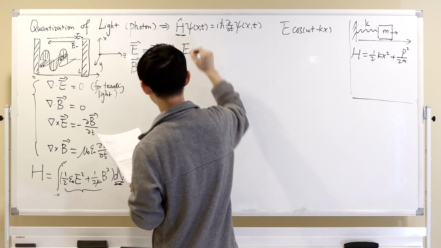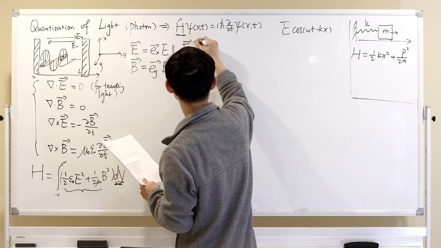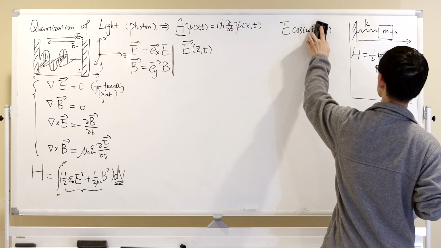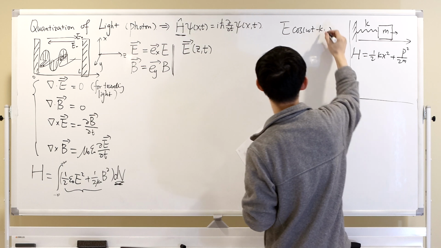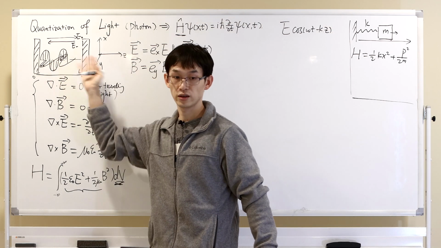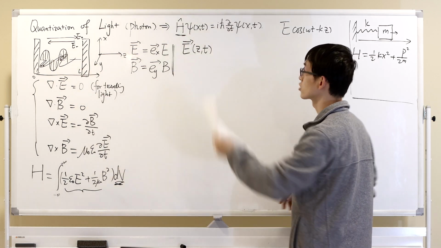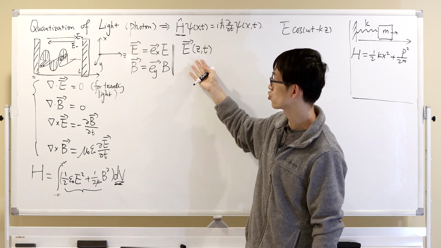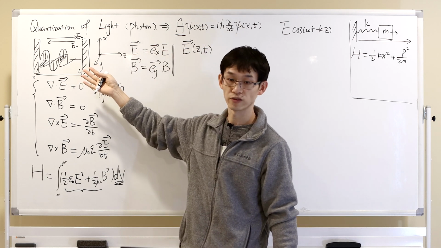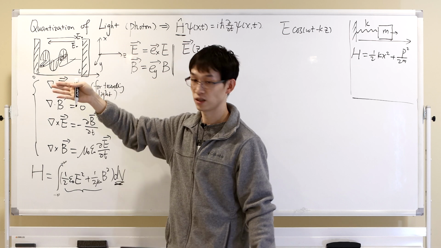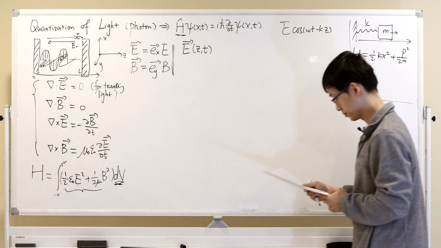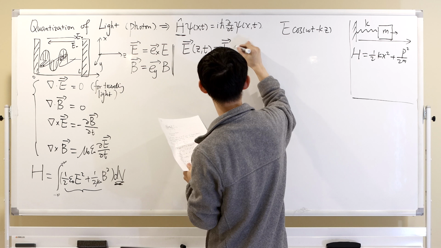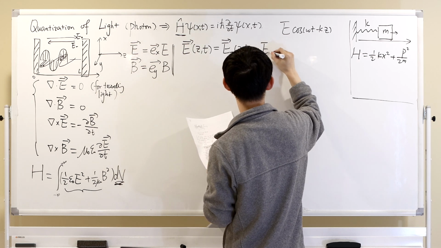Then the E inside the cavity will be a function of z, since when you go to different places it will be different, and a function of time, because it's actually oscillating. By writing it this way, we assume that the light inside the cavity is a plane wave, without any x or y dependence. It can be written as forward propagating light plus backward propagating light.